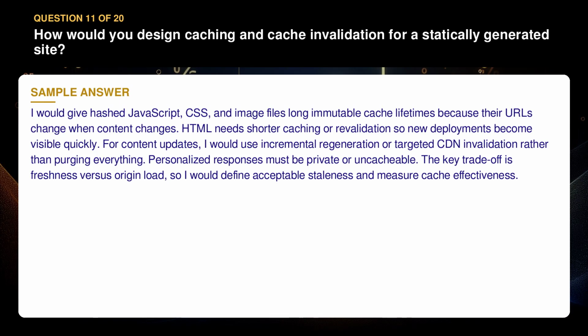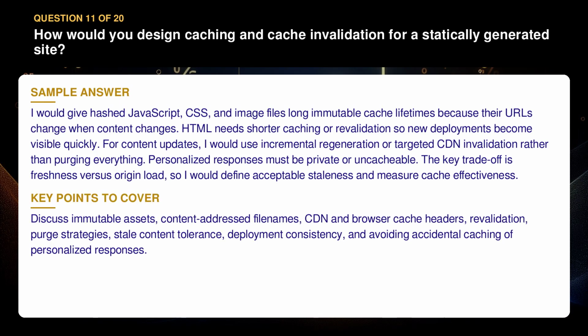For content updates, I would use incremental regeneration or targeted CDN invalidation rather than purging everything. Personalized responses must be private or uncacheable. The key trade-off is freshness versus origin load, so I would define acceptable staleness and measure cache effectiveness. Discuss immutable assets, content-addressed file names, CDN and browser cache headers, revalidation, purge strategies, stale content tolerance, deployment consistency, and avoiding accidental caching of personalized responses.